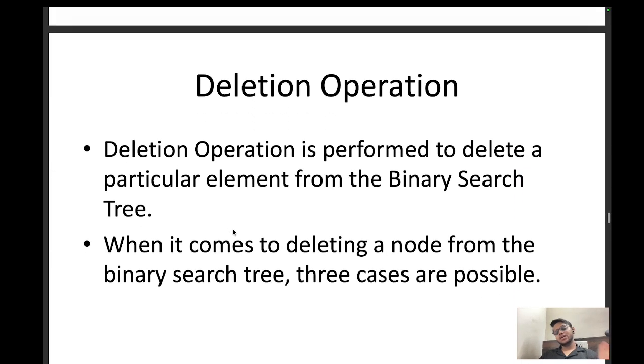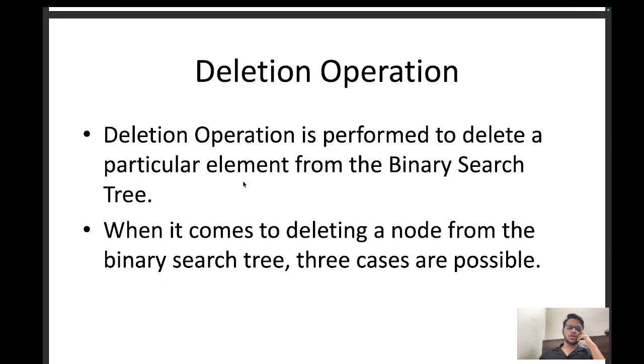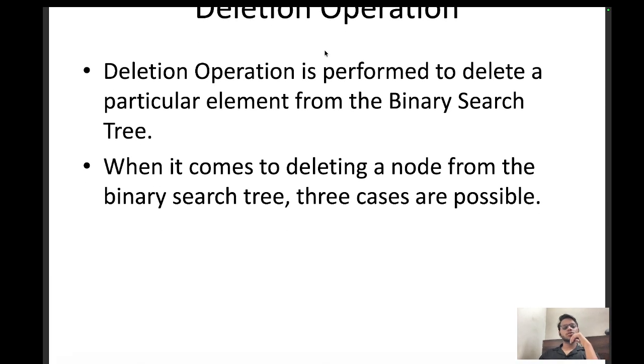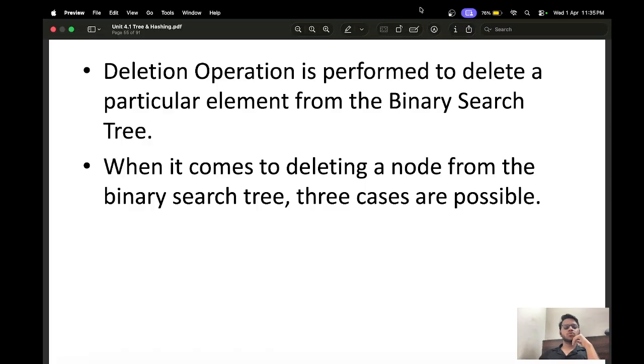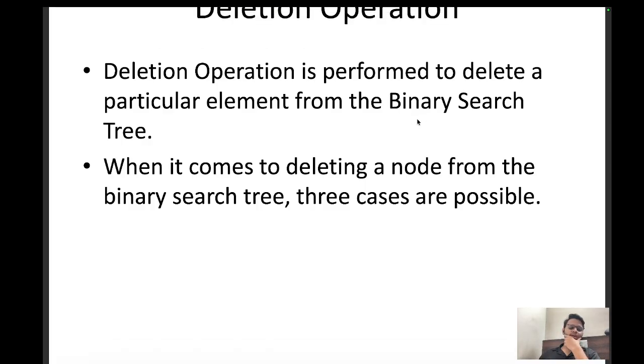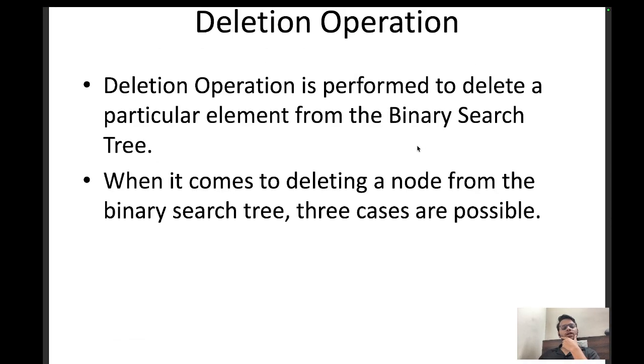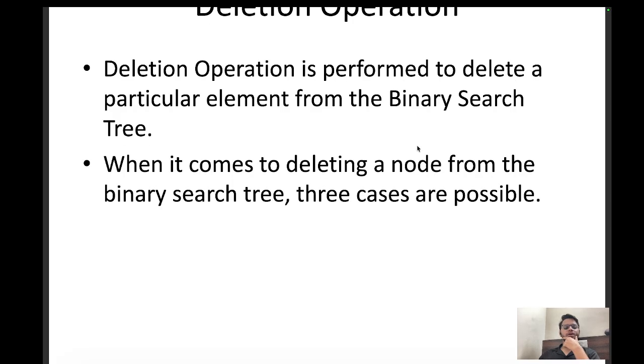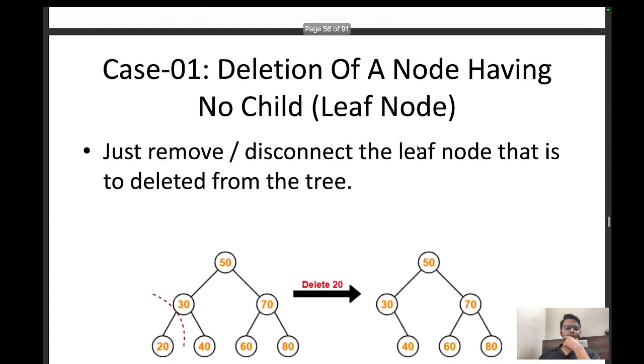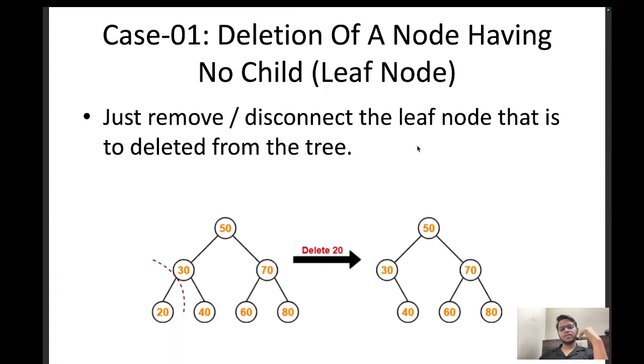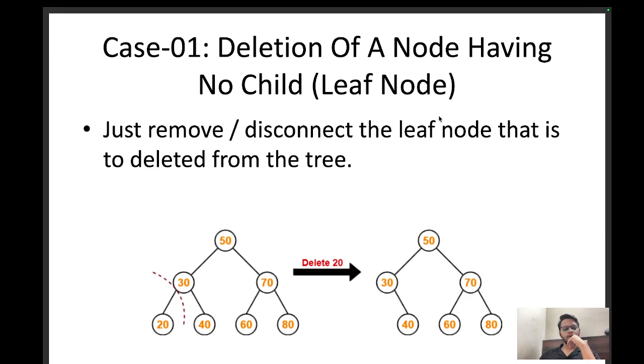So now let us see the deletion operation of the binary search tree. Deletion operation is performed to delete a particular element from the binary search tree. When it comes to deleting a node from the binary search tree, three cases are possible. Now let us see one by one what are the cases that we can have while deleting a node from a BST.